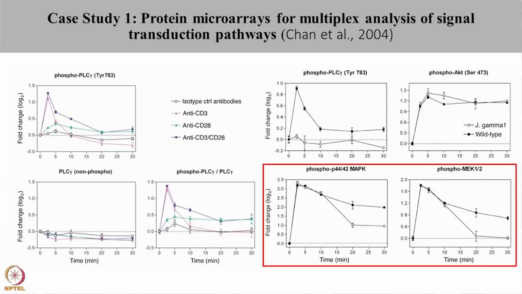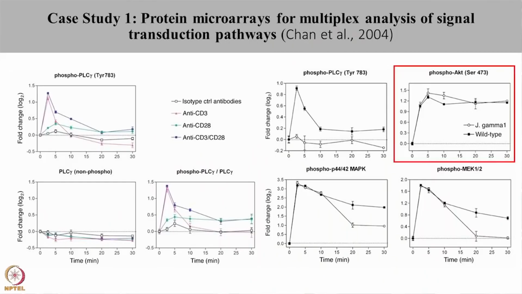Further, the phosphorylation status of MAPK and MEK were studied, and here we can see that in the wild type cell lines, the phosphorylation of MAPK and MEK sustained over 30 minutes. However, in case of mutant cell lines, the phosphorylation dropped drastically upon 20 minutes, stating that phosphorylation status of MAPK and MEK is dependent on the presence of phospholipase C gamma protein, whereas when the phosphorylation status of AKT was seen, no change in the phosphorylation status was seen in the wild type as well as in the mutant cell lines. This infers that the presence of phospholipase C does not affect the phosphorylation kinetics of AKT protein.